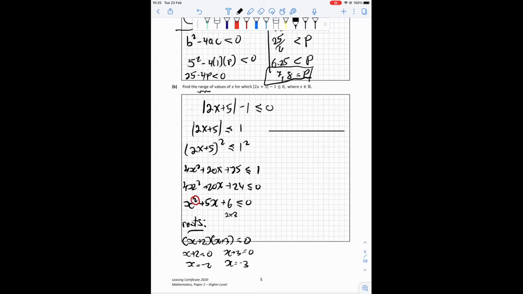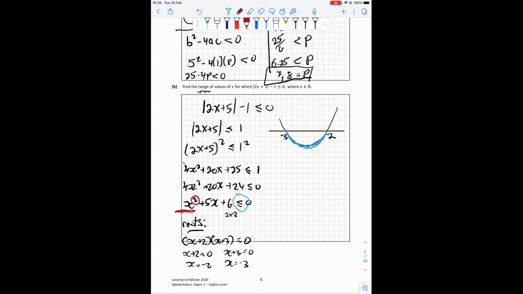For this graph, the coefficient is positive. So I can see the coefficient of x squared is positive. It's the number 1. Therefore, it's a smiley face graph. I'm going to graph it. I'm putting my two roots, minus 3 there, minus 2 there. And now I'm going back to my question. The question is asking me, when is it smaller than 0? Smaller than 0, it's below the line. So I marked below the line.